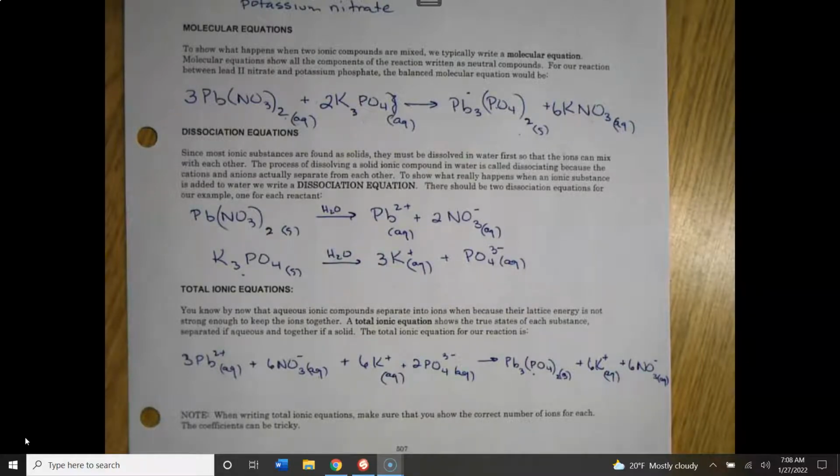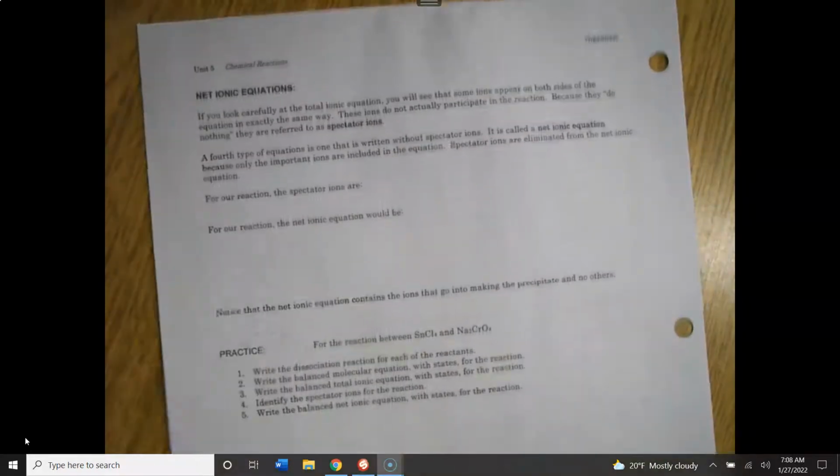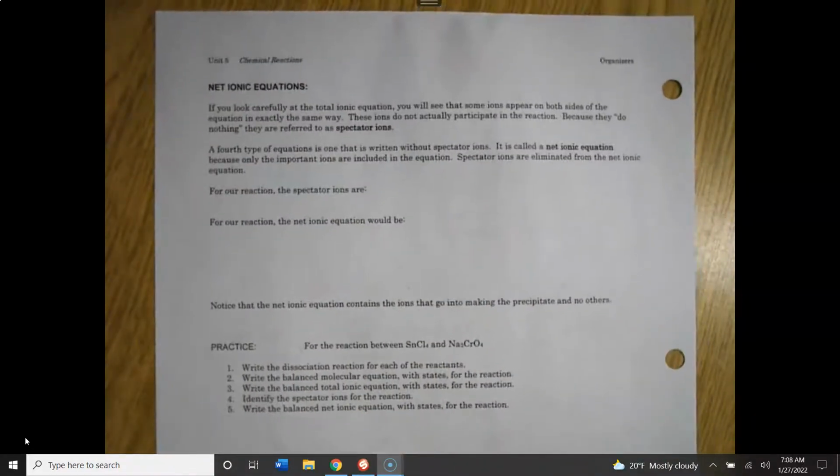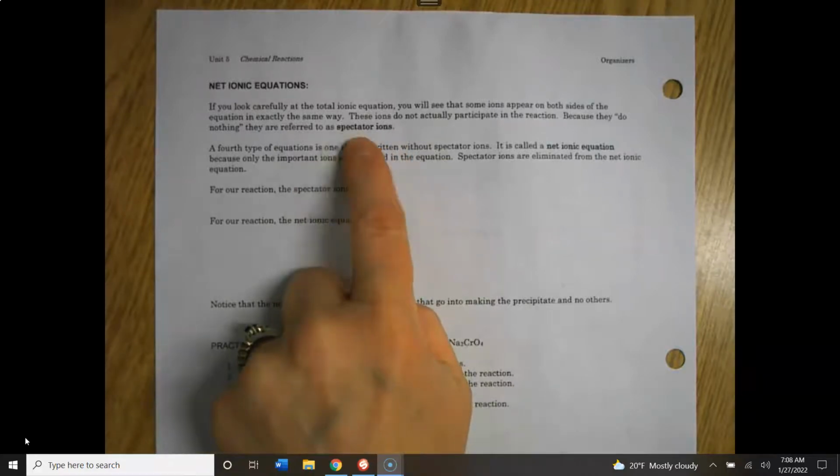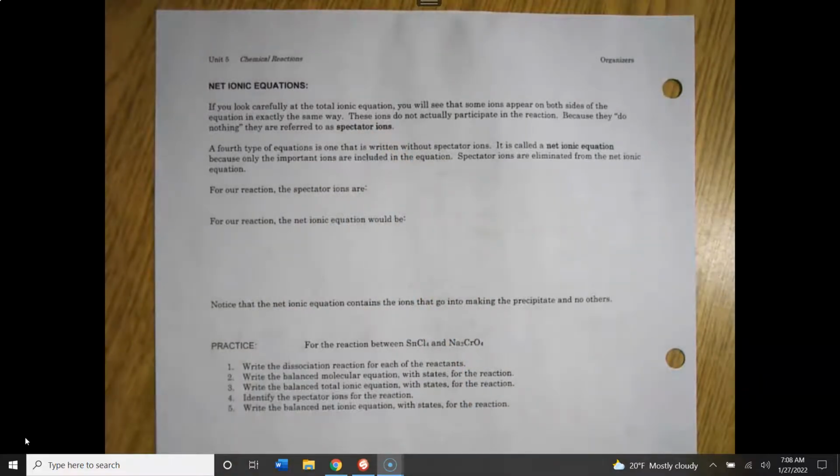We've got one more equation to take a look at, and that is the net ionic equation. Okay, so there's a couple things in order to get us to the net ionic equation. We're going to use something called spectator ions to kind of simplify the total ionic. So the net ionic is coming from the total ionic. So spectator ions are those ions that don't participate in the reaction. They're spectators, they just watch it happen.